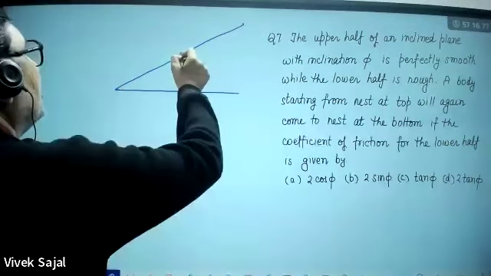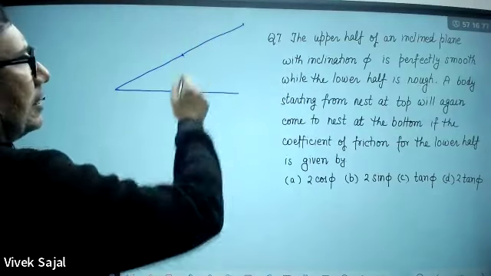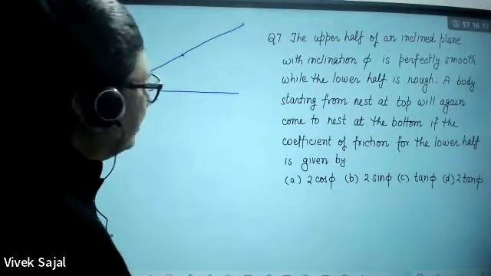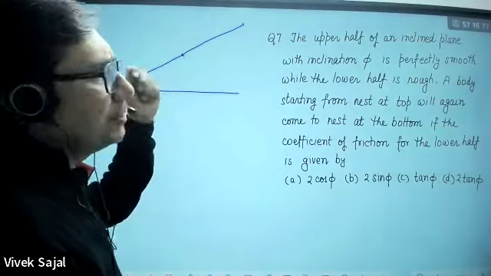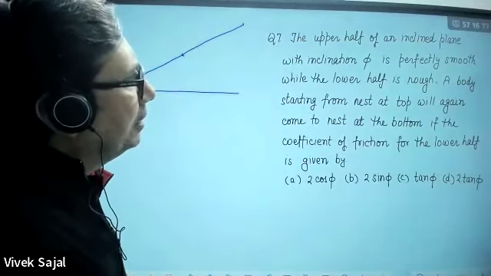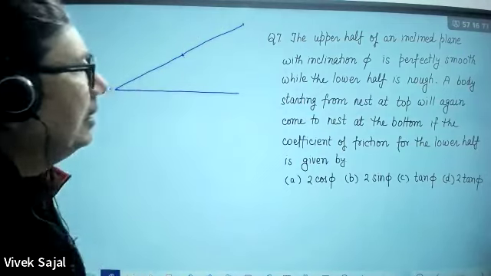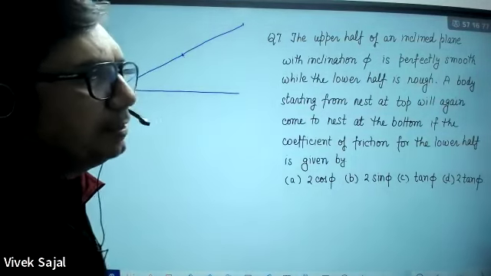So from here to here, this is smooth. No friction is acting here. In this part there is no friction acting. And the lower part is rough, so friction will be there. A body starting from rest at the top will again come to rest at the bottom if the coefficient of friction for the lower half is given by.